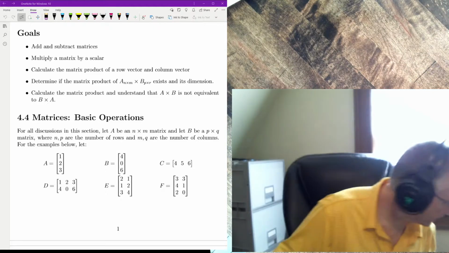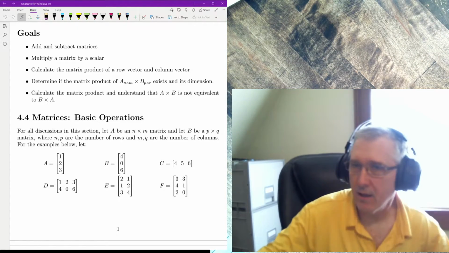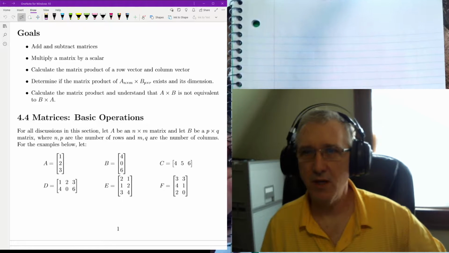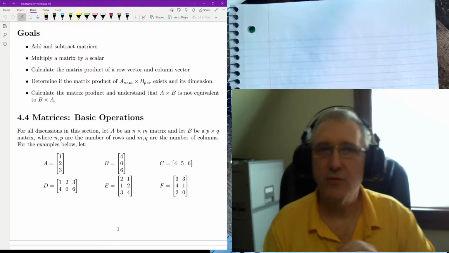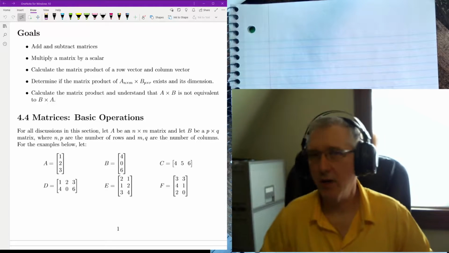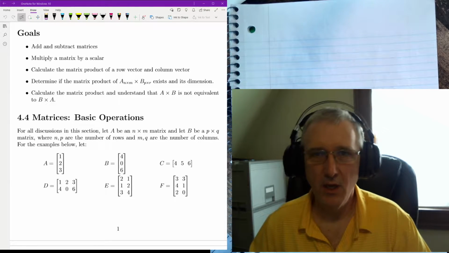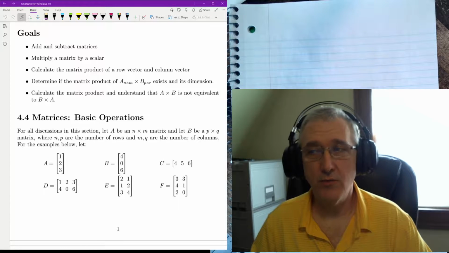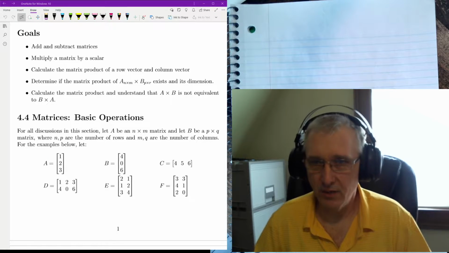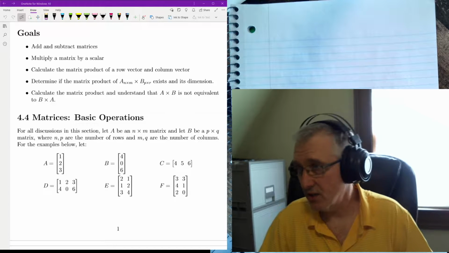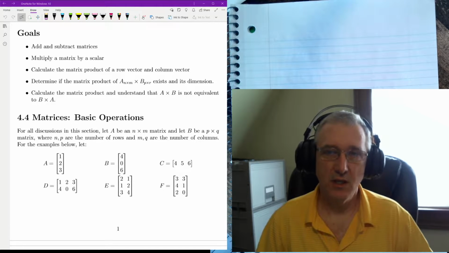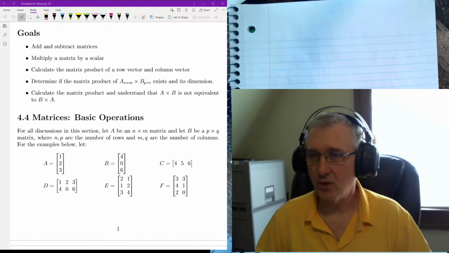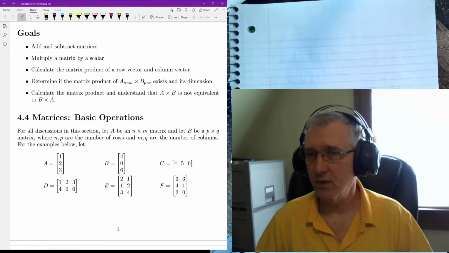We've got a few goals for today. We're going to learn how to add and subtract matrices, multiply a matrix by a scalar, calculate the matrix product of a row vector and a column vector, determine if the matrix product exists and what its dimension is, and then calculate the matrix product and understand that matrix A times B is not equivalent to B times A.